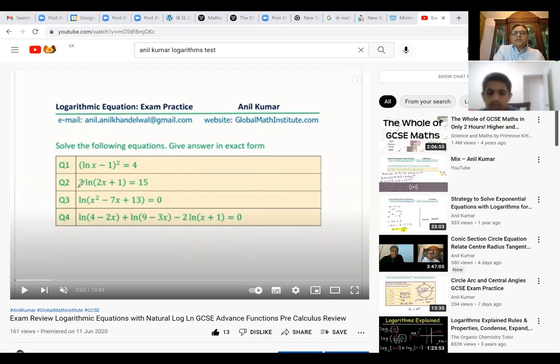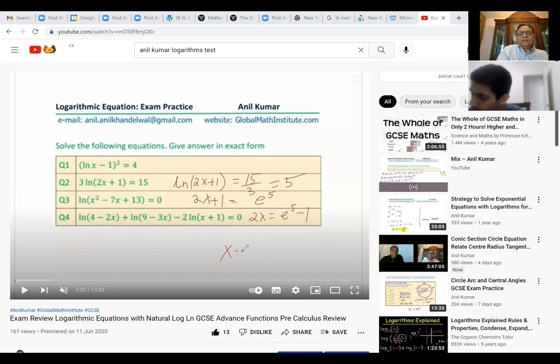Question number 2. 3 ln(2x plus 1) equals 15. We'll first divide by 3. So we get ln(2x plus 1) equals 15 divided by 3, which is 5. No problem? Then 2x plus 1 is equal to what? e to the power of 5, correct? 2x is equal to e to the power of 5 minus 1, and x is e to the power of 5 minus 1, divided by 2. Done? Simple? It might look very difficult, but it is not so difficult, correct? Good. Next question. These are practical questions which you see.